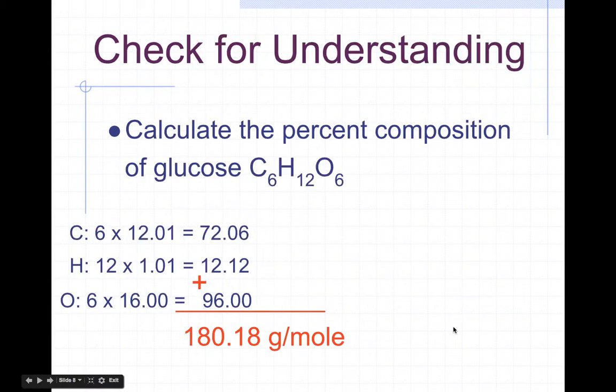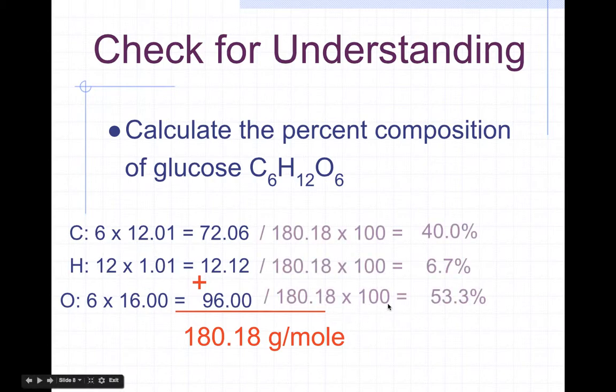So again, another one, let's check C6H12O6. I've got 6 oxygens, 12 H's, and 6 carbons. I do the math, and I get 53.3%, 6.7, and 40. But now notice, a lot of you would think that hydrogen is going to have the most percentage-wise, but in actuality, since we're doing it by mass, it's reasonable to make that assumption, but not with the mass. 96, 12, and 72, so oxygen should be the most, then carbon, then hydrogen.